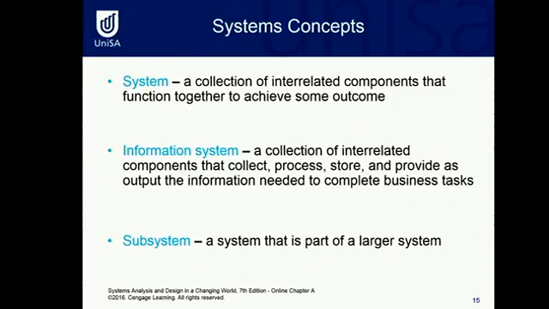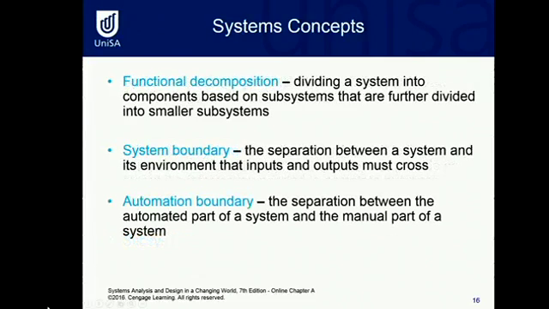An information system may also have subsystems, which is part of a larger system. But basically the information system gathers information, processes it, stores it, and provides some sort of output information that can help the business do what it does and complete its business tasks. Some of these might be terminology that you've come across, maybe as part of programming. So we've got functional decomposition, where we break a system down into its component parts or into smaller subsystems.